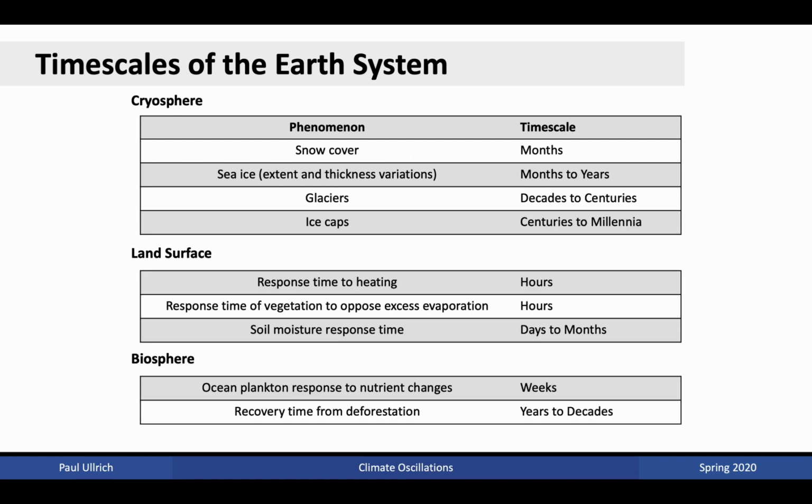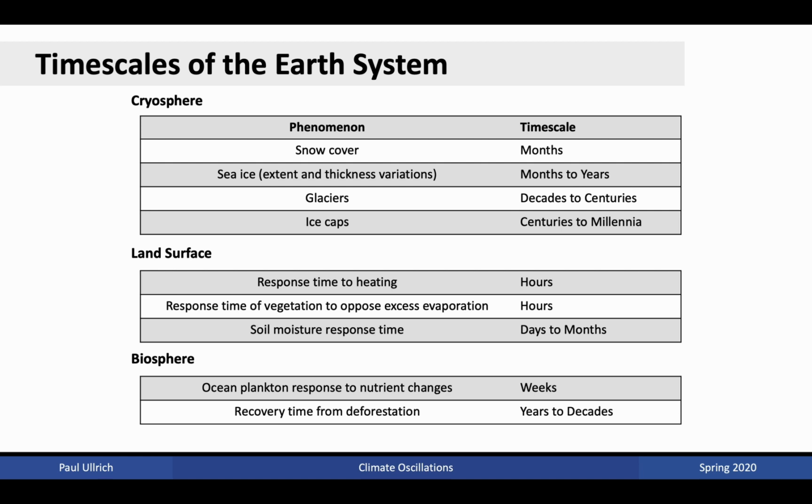We can also look at the cryosphere, the land surface, and the biosphere. We know that snow cover, for instance, exists on a timescale of months, that is, it's roughly seasonal, and analogously with sea ice. Although with sea ice, we can of course have buildups of sea ice that are associated with longer processes. Glaciers take decades to centuries in order to build up, but as we've seen recently, they can be destroyed over much shorter time periods if you crank up the thermostat.